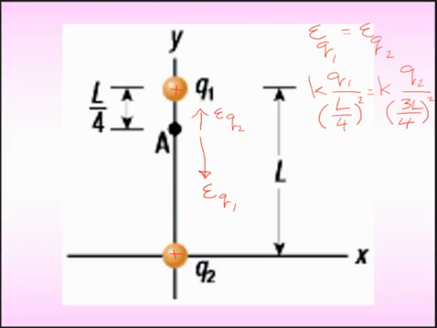You can cancel now, but I think we could just clean up the bottom first. So let's say K Q1 over, what's the square of L over 4? How do you raise any fraction to a power? It acts on each one. So it's L squared over 16, equals K Q2 times 9 L squared over 16.